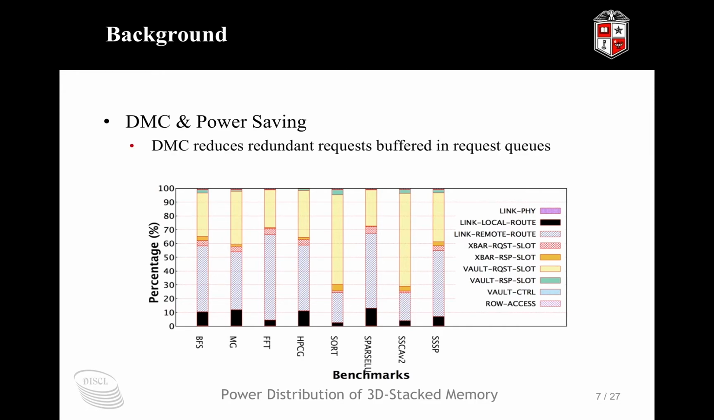If we reduce the number of requests flushed into the main memory, then memory coalescing can potentially reduce the redundant data transfer over the serial links of the 3D stacked memory. Also, if we eliminate the redundant requests flushed into the actual DRAM, then we can also save the power cost of the vault controller or the channel controller of the 3D stacked memory, which is used to buffer the request in the request slot or the response slot.